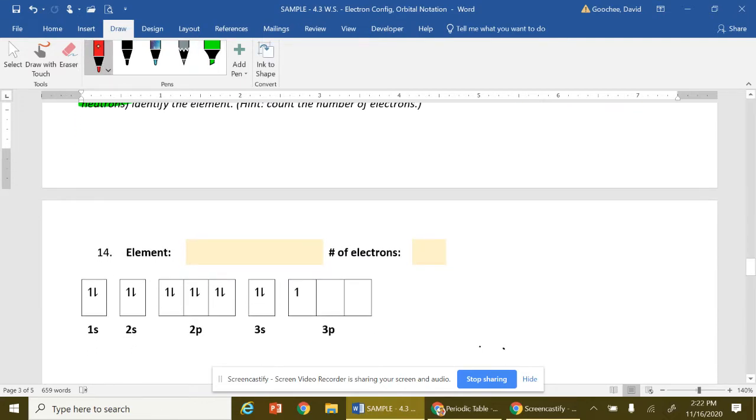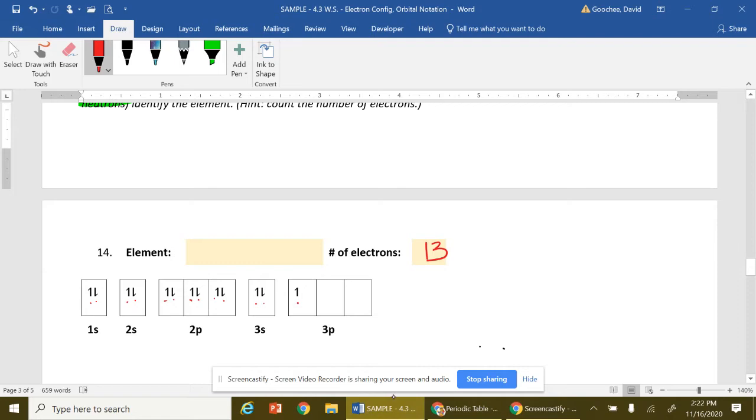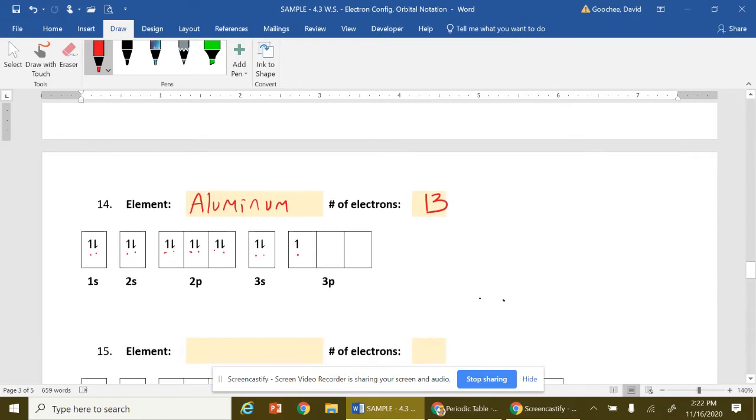We have 1, 2, 3, 4, 5, 6, 7, 8, 9, 10, 11, 12, 13. There are 13 electrons here. And so on the periodic table, element 13 is aluminum. So this is the configuration for a neutral aluminum atom.